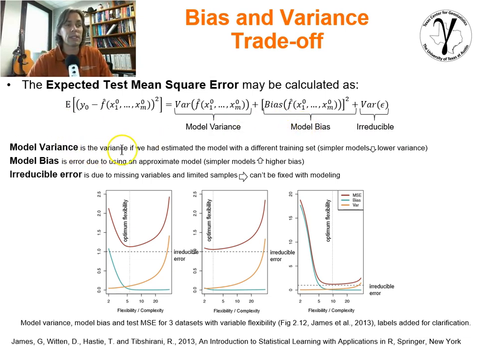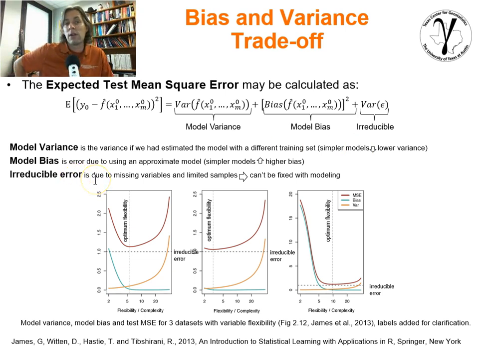And so model variance is the variance if we had estimated the model with a different training data set. That's the sensitivity of our model to changing the input data that we use for training. Model bias is the error due to the fact that we have an approximation. A simpler model has trouble fitting all of the features in the data, so it has higher bias. While for model variance, simpler models are more robust. They're not as sensitive to the data. They have lower model variance.